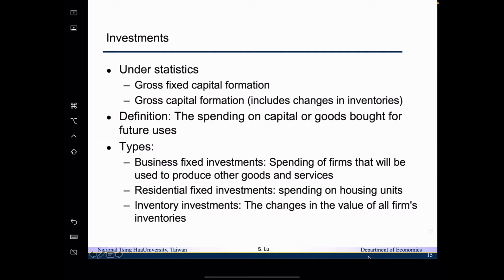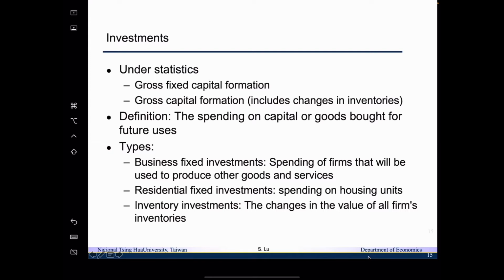A comment on the investment is that sometimes it will be slightly mixed with the durable goods for consumption. For example, for cars, if a household buys a car, then it counts as consumption of durable goods, because when the household buys the car, they can use it for a long time. However, if it is the firm that buys a car, and they use the car to help them transport the goods that they produce, because when they have the car, they can provide the services, for example, as a taxi, providing transportation services, then the car will be classified as investment instead of consumption. That is because it is the spending of the firms that will be used to produce other goods and services. So obviously, even though it is the same type of goods, it may be classified differently if it is used by different agents.